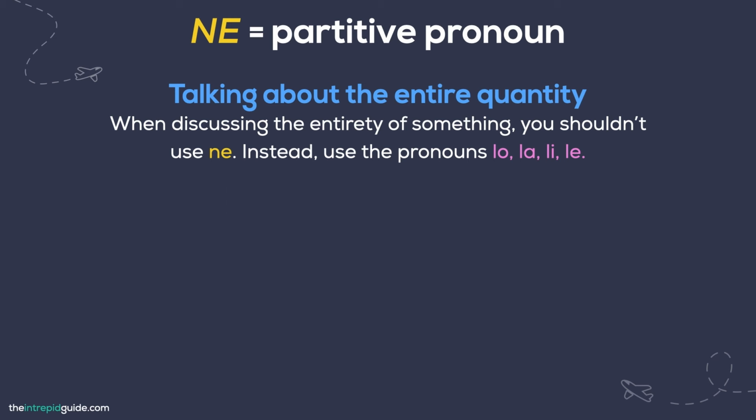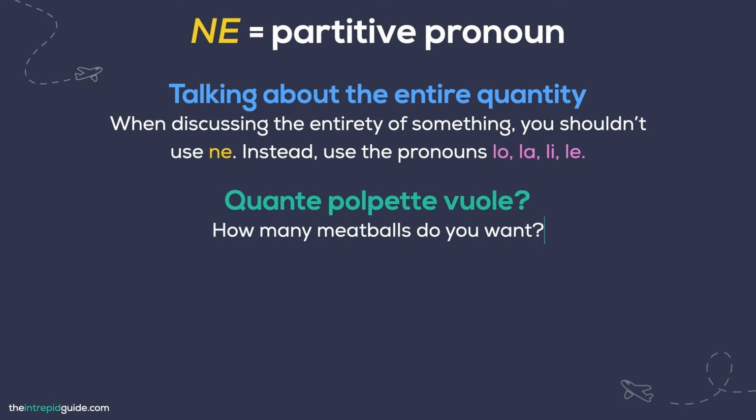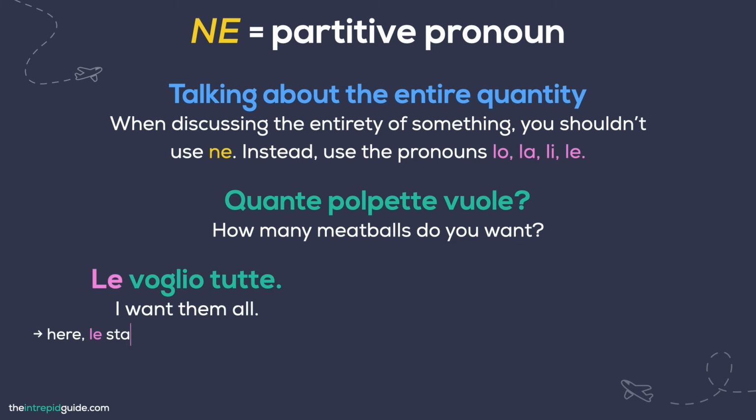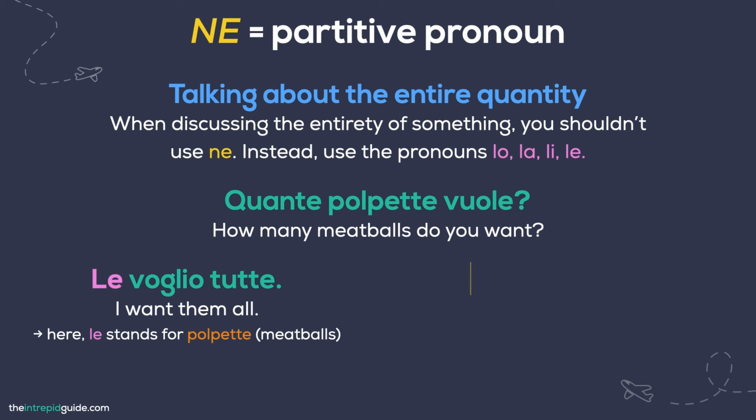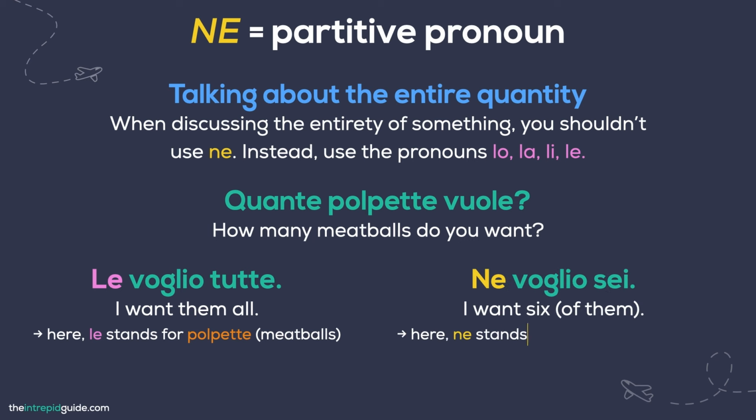Let's clarify this with an example. Say you're at the butcher's and the attendant asks, Quante polpette vuole? How many meatballs do you want? You can answer in two ways. Le voglio tutte. I want them all. Le stands for all the polpette, meatballs. So you're talking about the entire amount. Ne voglio 6. I want 6. Ne stands for some polpette. So you're specifying a part of the quantity.